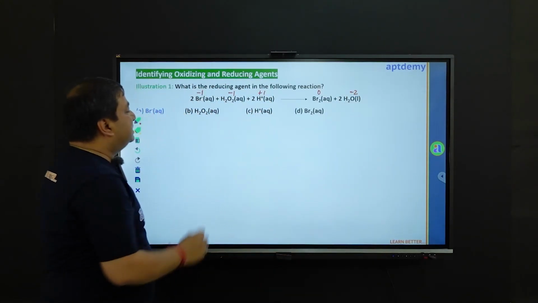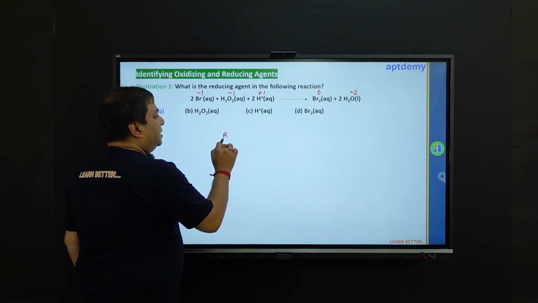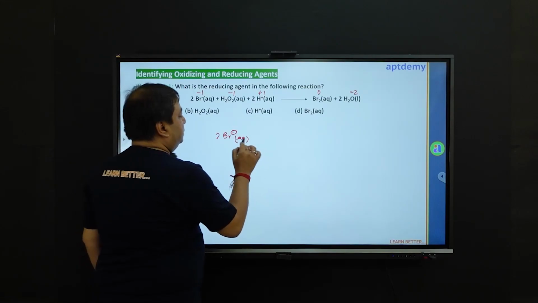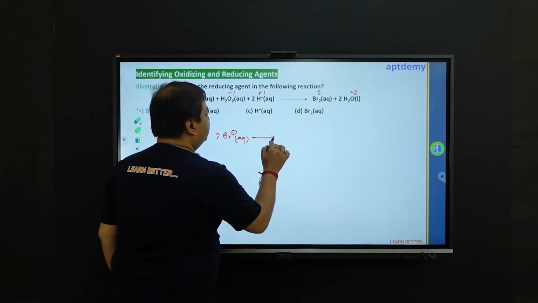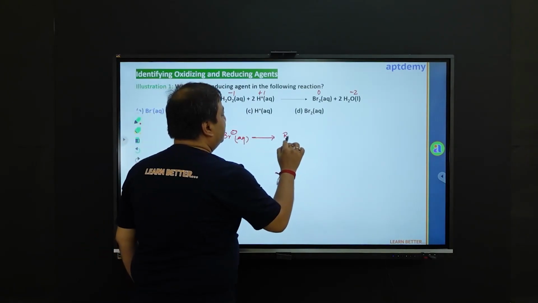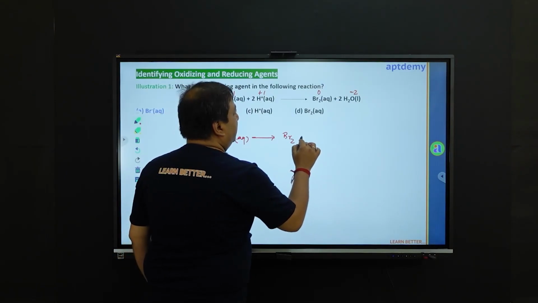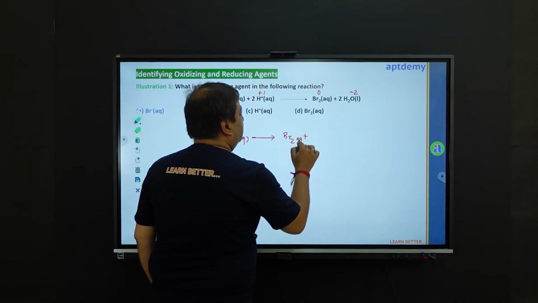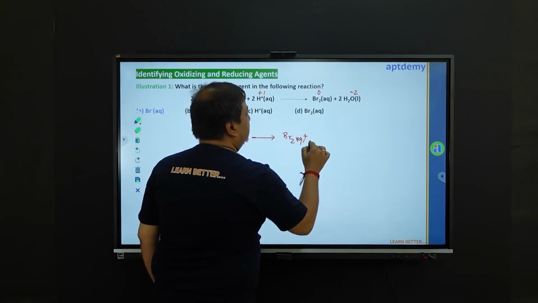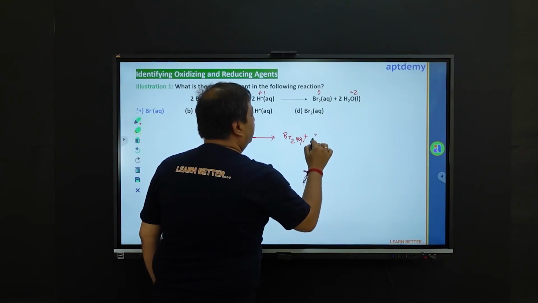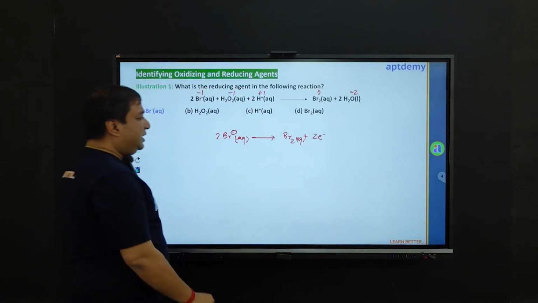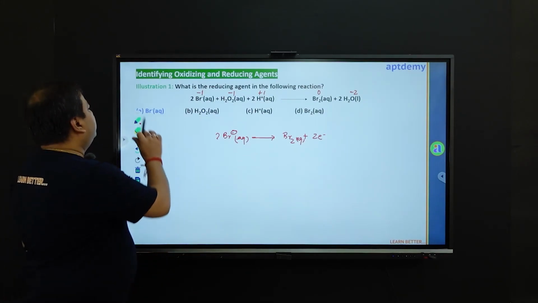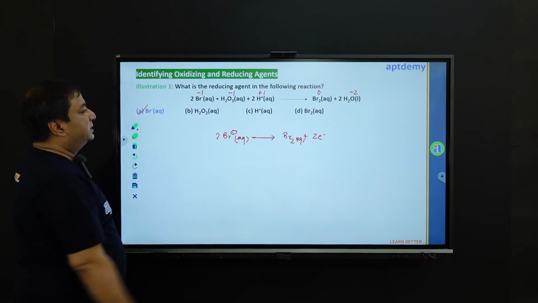From here we can easily say that 2 bromide ions, if each loses one electron, lead to the formation of Br2. So 2 electrons are lost. The one that loses electrons is obviously the reducing agent. So our answer here is going to be Br minus.